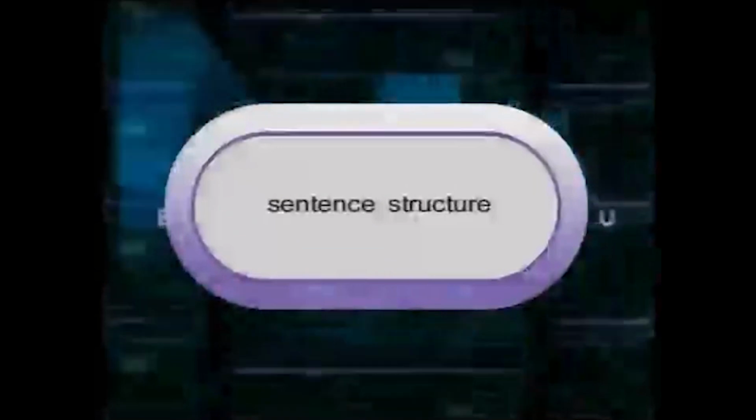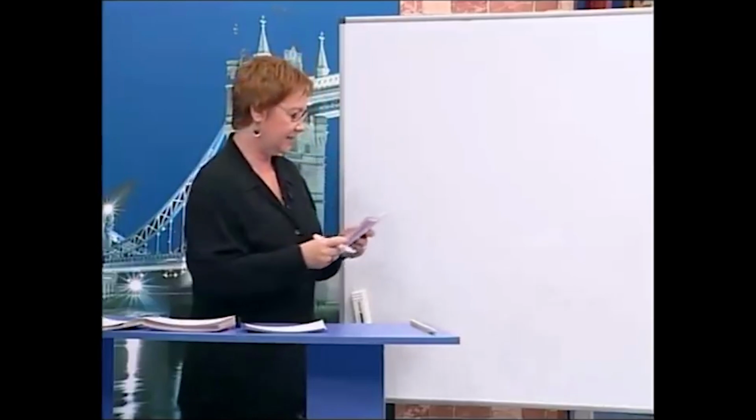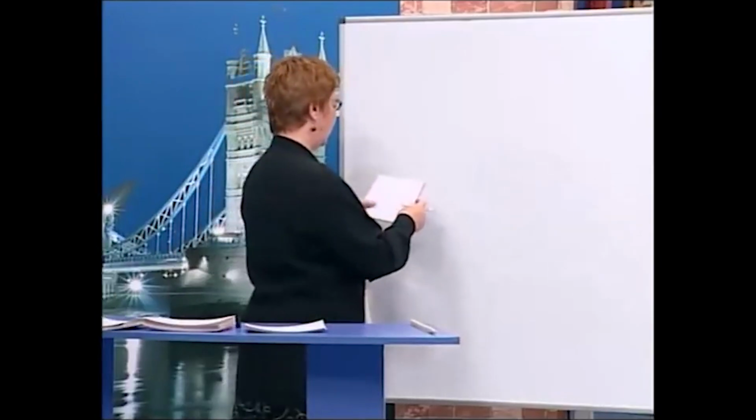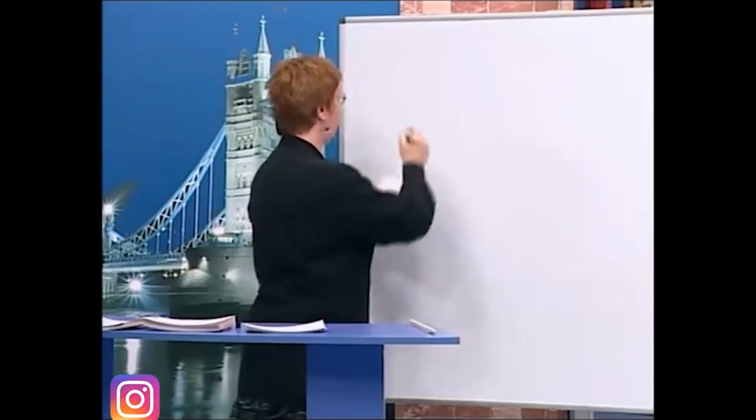Sentence structure. Now, questions often have a special word order. So we're going to look at sentence structure with questions. First, we'll look at regular sentences, and usually in the simple present or the simple past, the subject comes first and then the verb. So let's look.